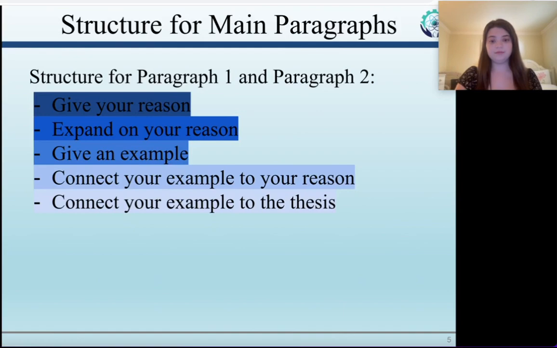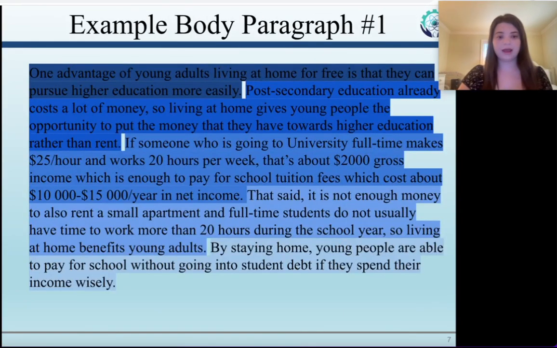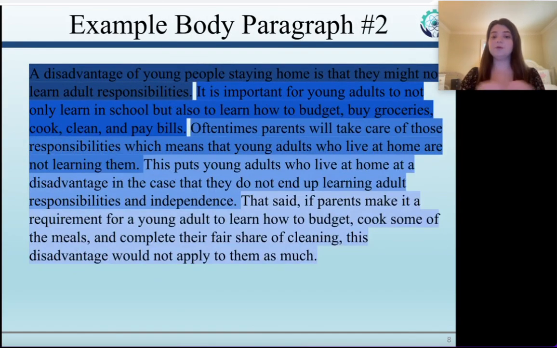Then we have to connect our example to our reason, right? So let's connect that example we just gave of parents taking care of those responsibilities to our reason that young people staying at home isn't going to help them learn adult responsibilities. So it says, this puts young adults who live at home at a disadvantage in the case that they do not end up learning adult responsibilities and independence, right? So, long story short, they're not learning these things because their parents are taking care of that, is what it's saying. So, they're at a disadvantage.